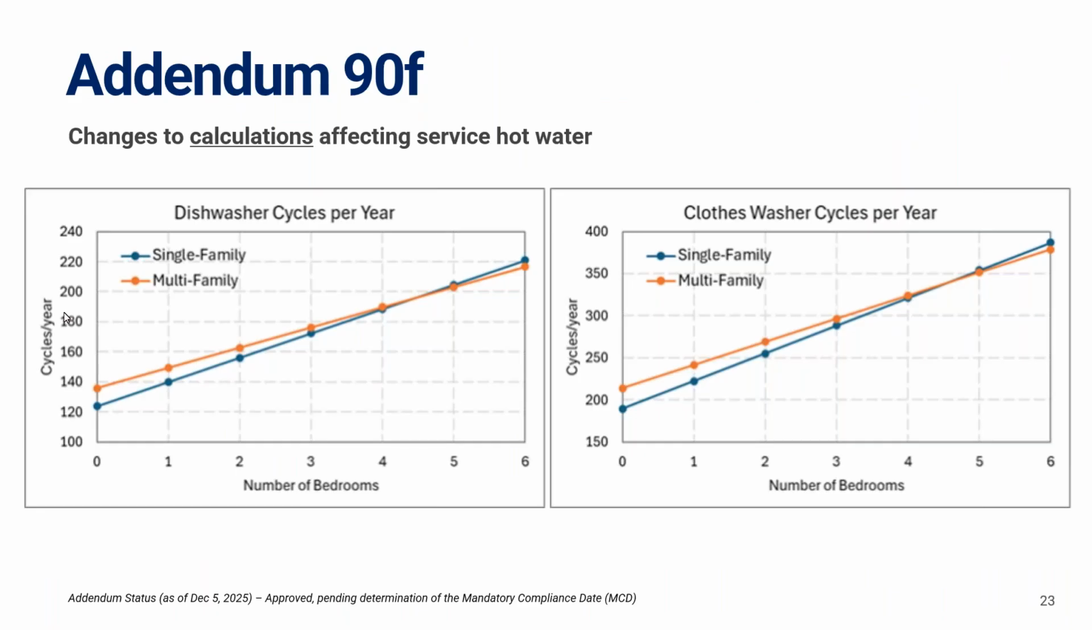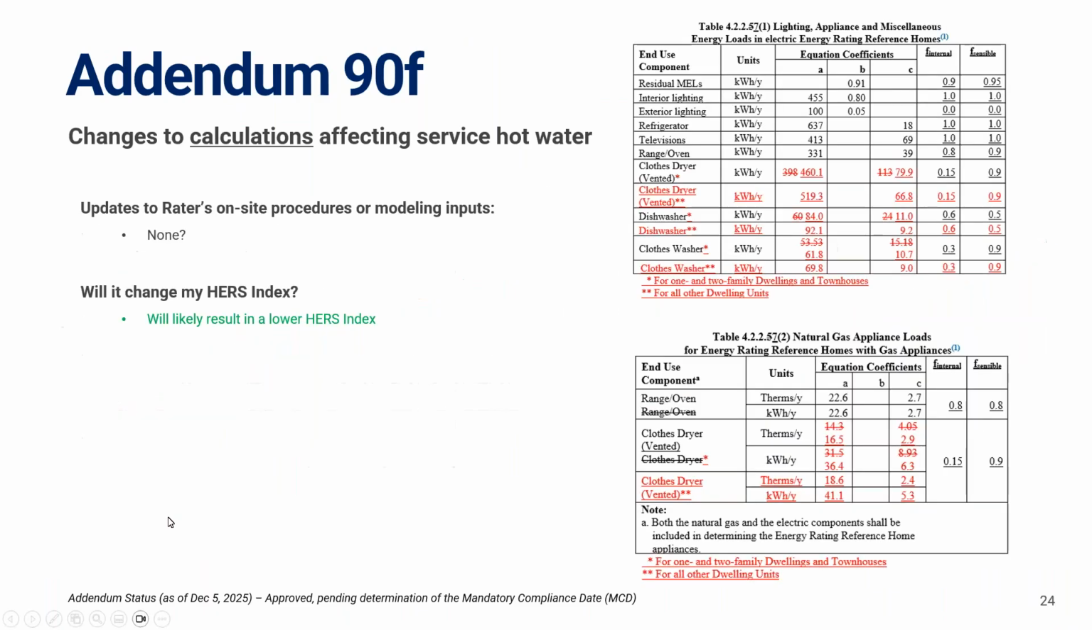Okay. Yeah, so 90F is intended to improve some of the background assumptions around hot water appliances to reflect some of the latest studies that distinguish mostly between single family and multifamily homes. So previously we had the same assumptions in the software for both types of homes, and all this addendum does, and it builds on previous addendum, is change that. Let me click forward here. You can see the actual changes in there.